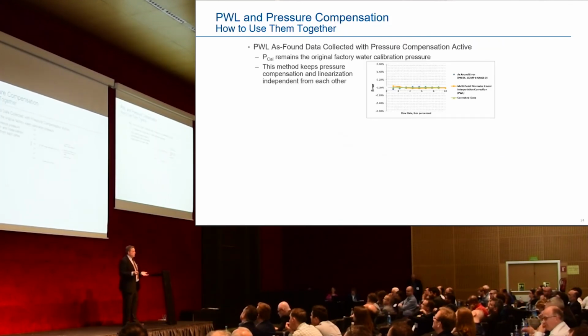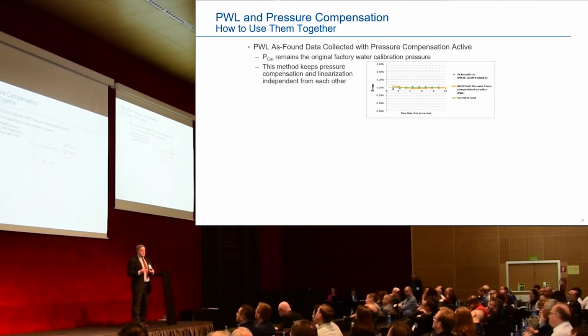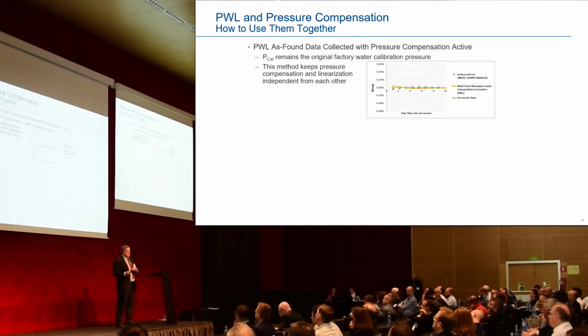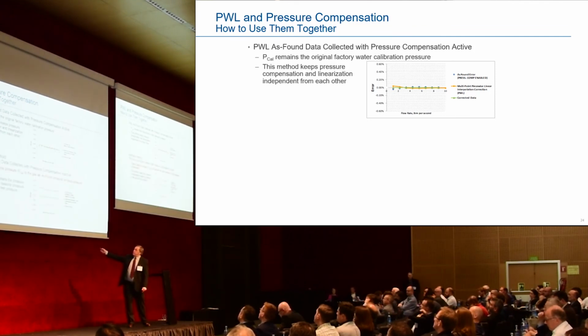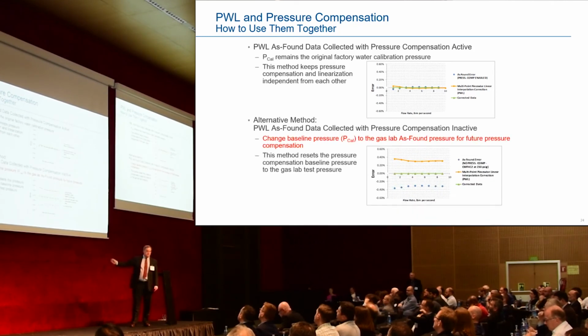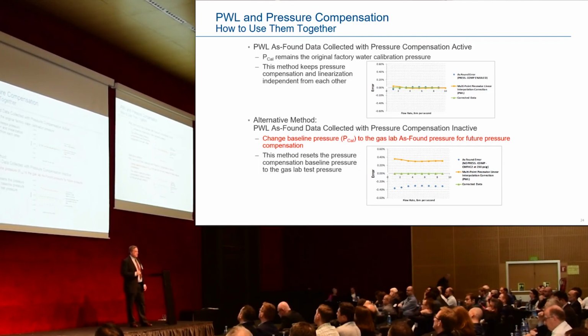Now here's the reason I bring up pressure compensation in relation to this piecewise linearization, because you have a choice if you're going to do a gas calibration to collect your as-found data with pressure compensation turned on or with pressure compensation turned off. We recommend collecting the as-found data with pressure compensation turned on, because then your linearization points are only correcting for the nonlinearity of the meter. If you were to collect it with the pressure compensation turned off, you would be building into your correction curve both that pressure compensation and the nonlinearity of the meter.